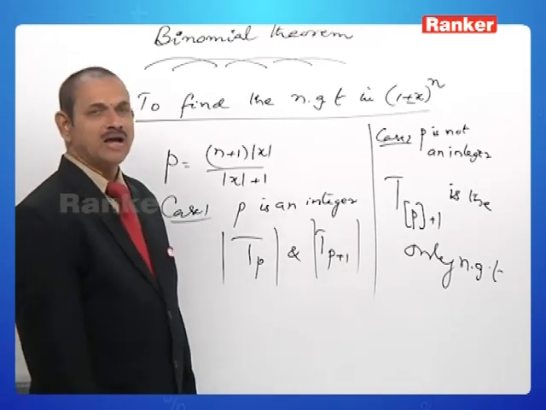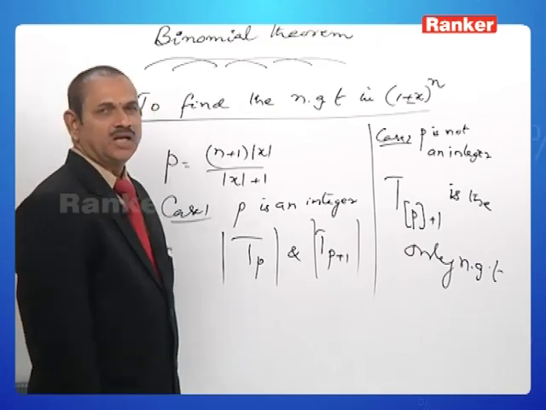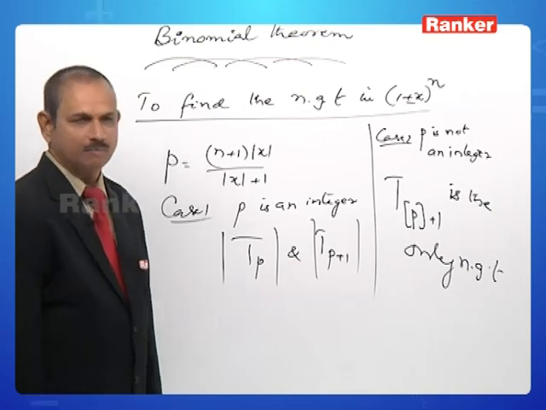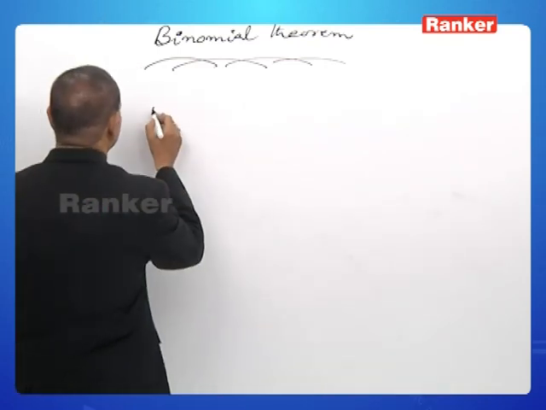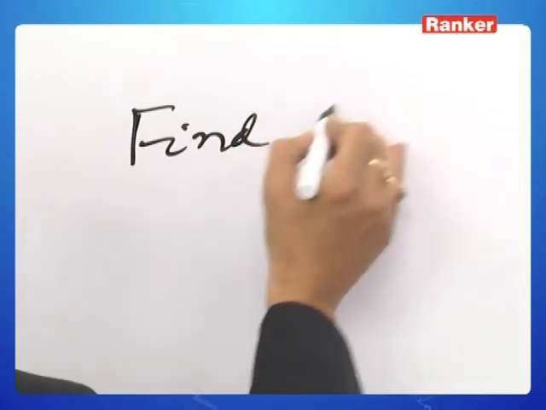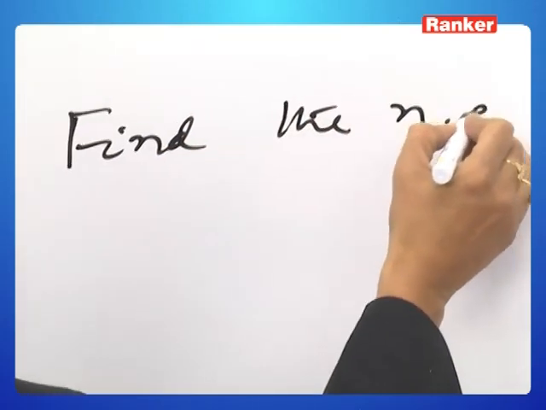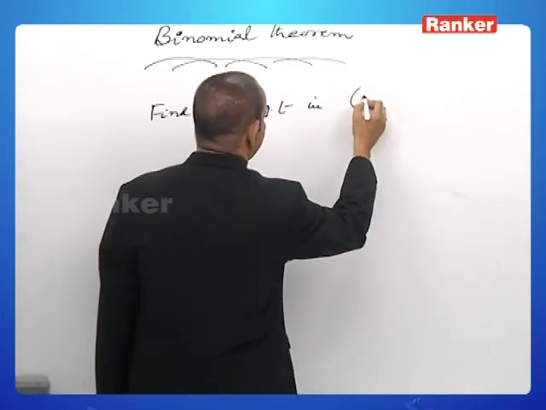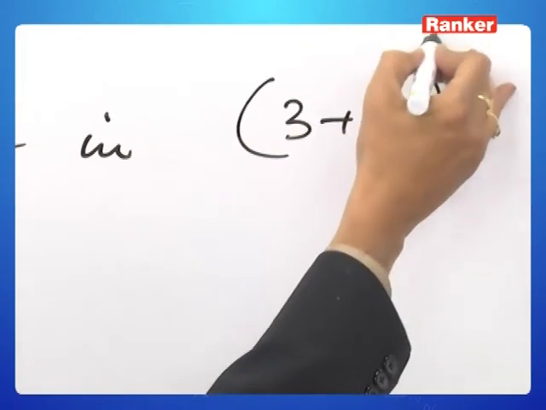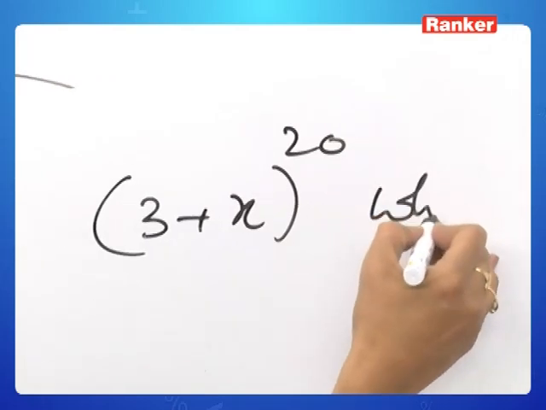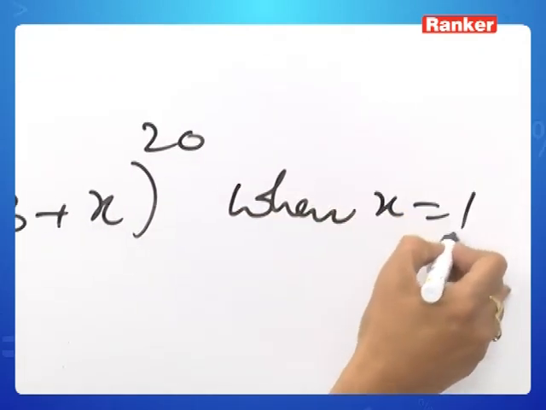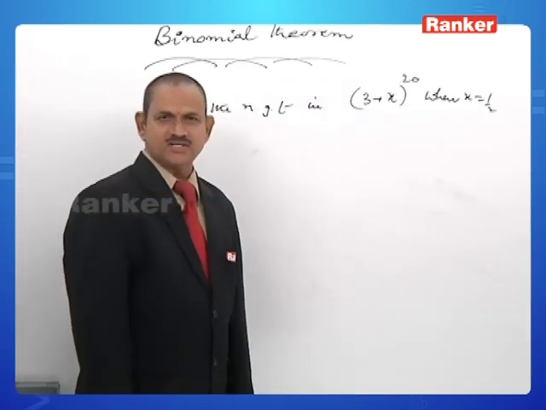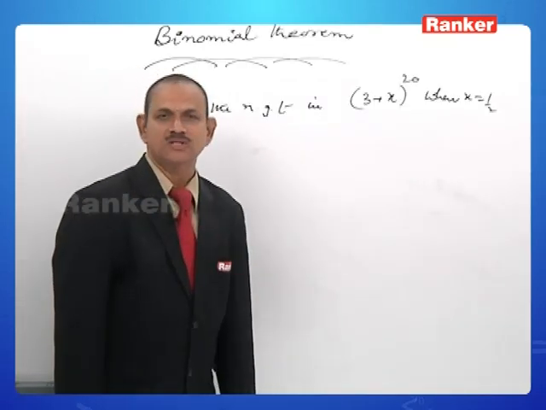Let us now observe the concept with the help of a beautiful numerical example. Find the NGT in (3 plus x) whole to the power of 20 when x is equal to 1 by 2. Let us find the numerically greatest term in the expansion (3 plus x) whole to the power of 20.